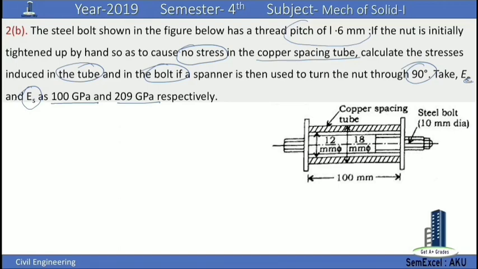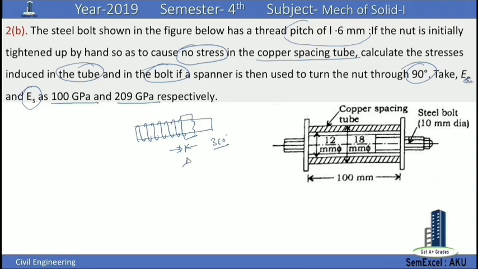First we will understand what is pitch. You might have seen a bolt. Let's say this is a bolt. In bolt there is always one thread like this. And if a nut is tightened by 360 degree, then that nut moves by a small amount. That is known as the pitch, this distance, and we represent that pitch as delta.